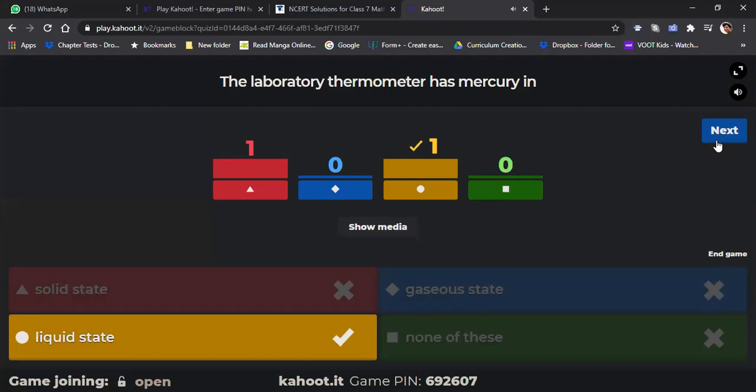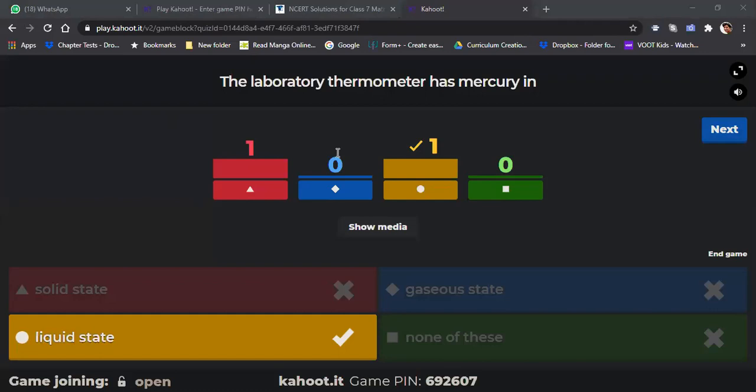I taught you. Mansa, it's not asking for the game pin. You logged out? The game pin is the same, 692607. Just log in. Okay. If you get logged out, just use the same game pin. Right? So mercury exists in liquid state only. Right? Okay.